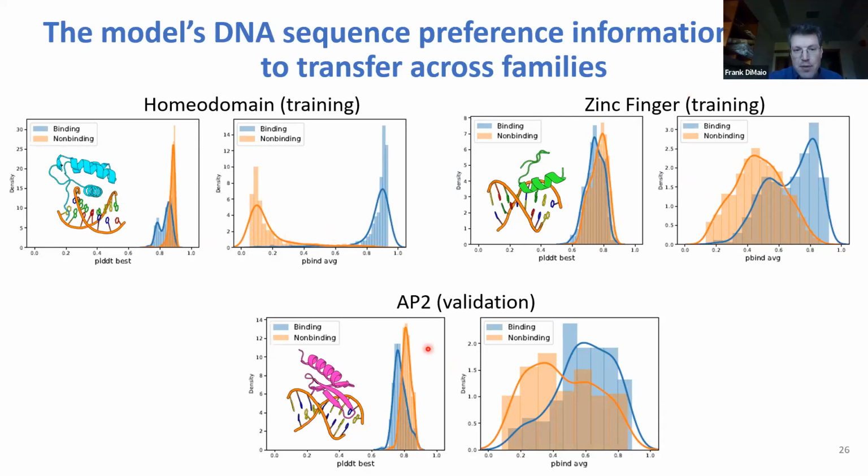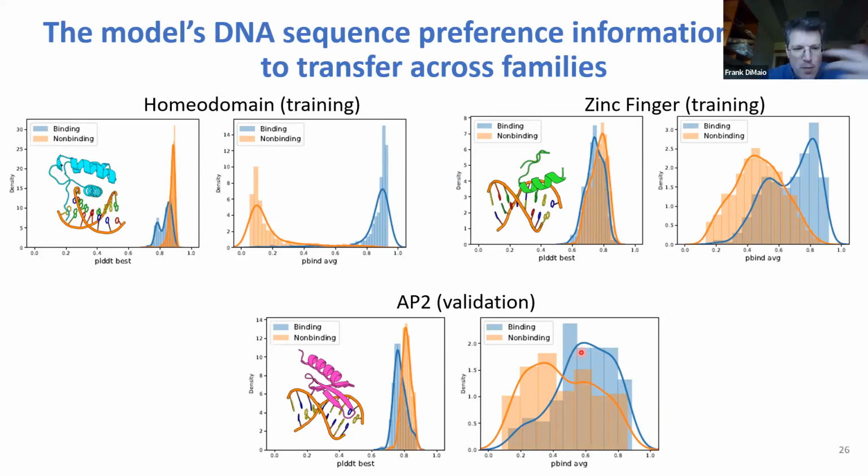Zinc fingers and these AP2 structures are ones that basically had 0 separation initially, where both of these plots were on top of each other. Now we're seeing that the zinc finger is in the training set, and we're seeing some separation. Sorry, let me move my zoom window out of the way. What's nice is that this AP2 was in our validation set. The network didn't see any of these examples. It's a non-standard binding mode where you have a beta sheet rather than a helix making the protein-DNA interaction, and we're starting to see some separation here.